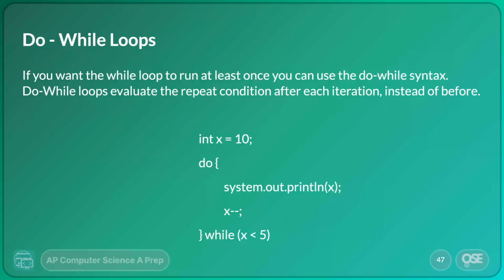However, if we want the loop to run at least once, even if our condition is not met, you can use a do-while syntax. Do-while loops evaluate the repeat condition after the iteration instead of before, meaning that the loop is run first and then the condition is checked to see if the loop should run again. In this case, even though our value x is never going to be less than 5, the do-while loop will run at least once, and it will print out the value 10, changing x to 9. Then, since 9 is still not less than 5, our do-while loop will no longer run.